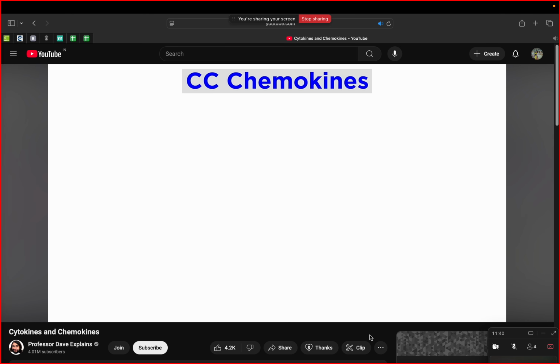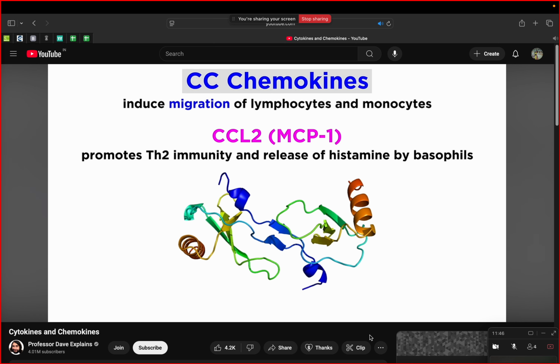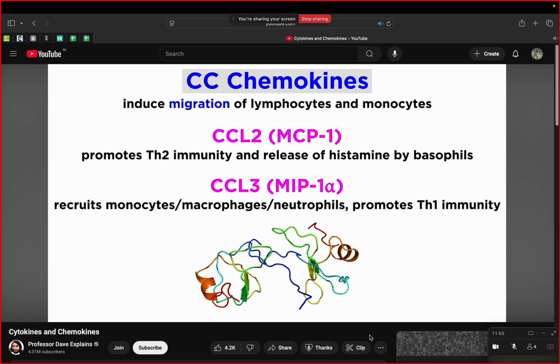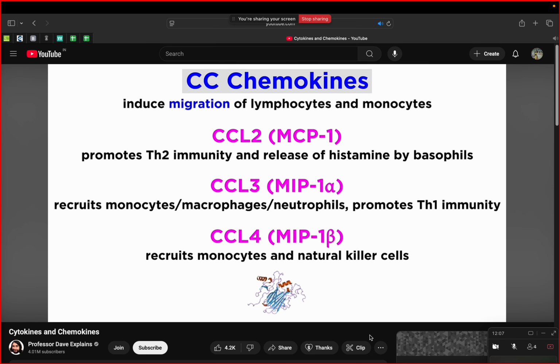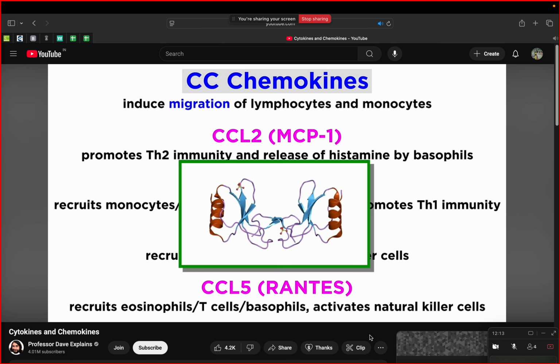Let's look at some CC chemokines. These tend to induce migration of lymphocytes and monocytes. CCL2, or MCP1, promotes Th2 immunity and release of histamine by basophils. CCL3, or MIP1 alpha, recruits monocytes, macrophages, and neutrophils, and promotes Th1 immunity. CCL4, or MIP1 beta, recruits monocytes and natural killer cells. CCL5, or RANTES, recruits eosinophils, T cells, and basophils to infection sites, and can also activate natural killer cells.